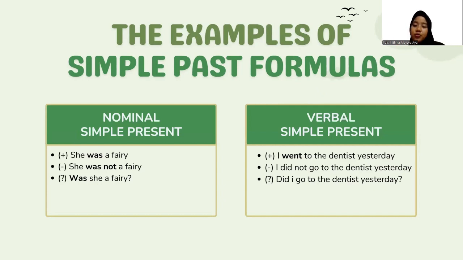So for the positive, you use the positive one. For the verbal, you can use the verb two of the verb. And for the negative, you can also add not plus did or was not, but the verb remains in the verb one form. And for the interrogative, we have did or was in the front of the sentence, and the rest of the sentence written in verb one.